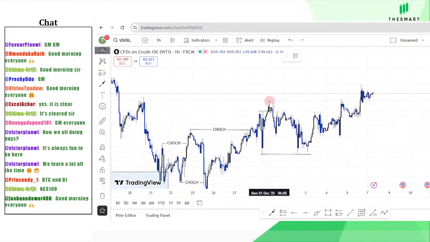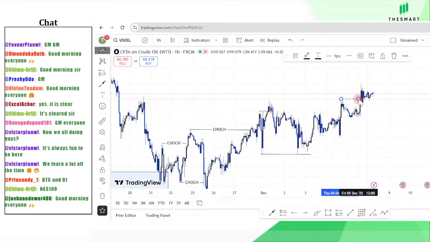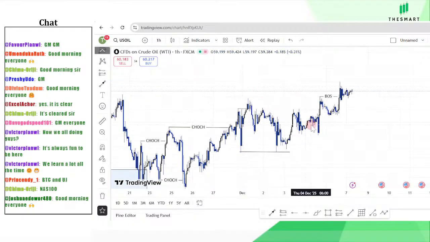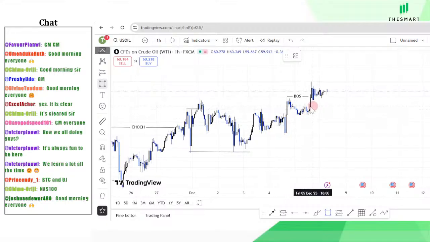we have this as a sweep. So no valid break of structure there. So this is where we have the valid break of structure. Having this valid break of structure, we have this order block sitting here. We have this valid order block sitting here.